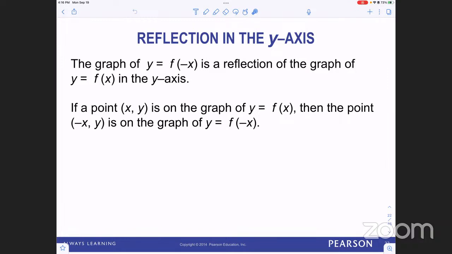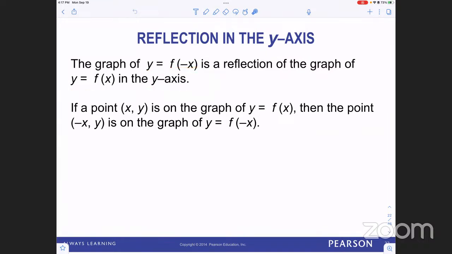Okay. So we talked about flipping over the x-axis. Now we want to see reflecting in the y-axis. So now instead of multiplying the outside by a negative, now we want to consider multiplying the inside by a negative. This is going to be a reflection of the graph of our basic function over the y-axis. So it's going to flip horizontally.